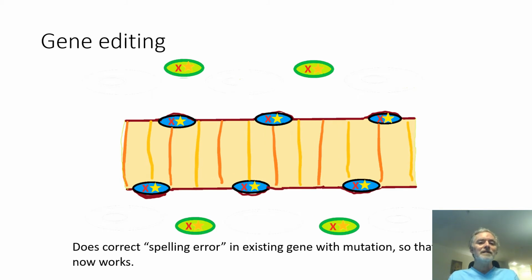Okay, gene editing, by contrast, is actually fixing one of the spelling errors in the gene that's already there. And that's shown by this gold star. So, instead of 2 red X's and then you might add a gold star to it, this replaces one of the red X's, which is the gene with a spelling mistake that doesn't work, with a gold star, which is the corrected version of the gene which does work.